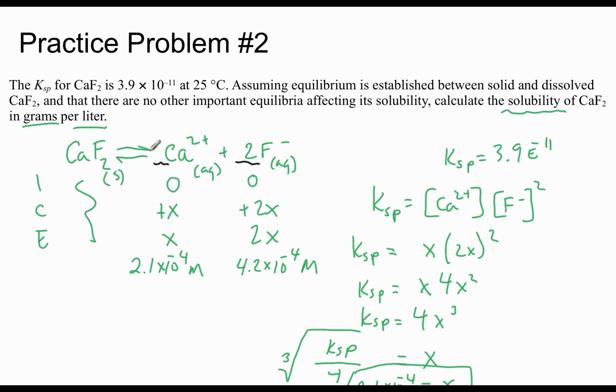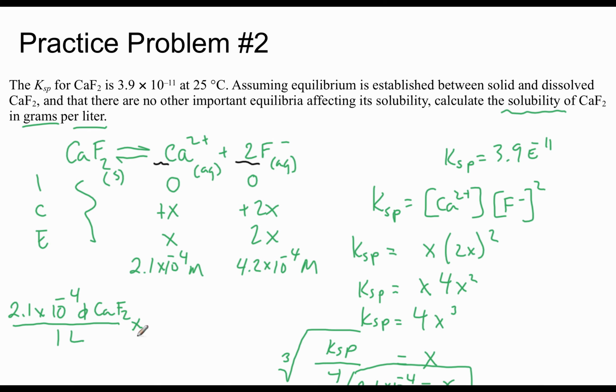Now, since it's a 1-to-1 ratio between calcium and calcium fluoride, I can assume that, based on the KSP, in 1 liter I would have 2.1 times 10 to the minus 4th moles of CaF2 per 1 liter, right? Because this calcium came from the calcium fluoride. It's a 1-to-1 ratio, so that would be the value.